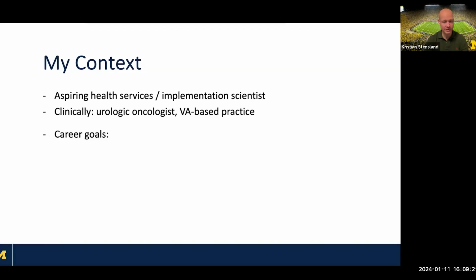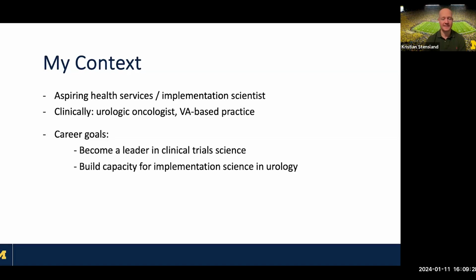And my career goals, which I'm heading towards with a K12 and onward, is to become a leader in clinical trial science. But as I mentioned, I also want to build capacity for implementation science in urology. I think this is kind of the natural next step. We've done a great job with encouraging health services research and identifying knowledge gaps and clinical healthcare delivery gaps. But the next step is in intervention design, assessing real determinants of how and why we're delivering care in certain ways, and then overcoming those barriers. And that's what we're going to talk about today.